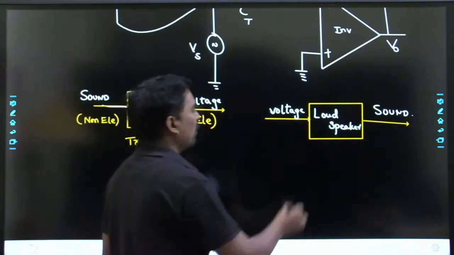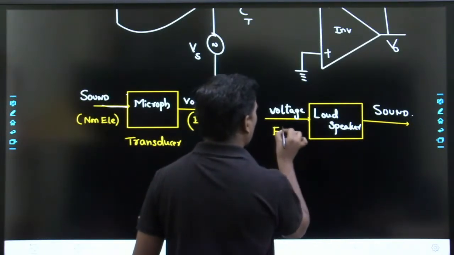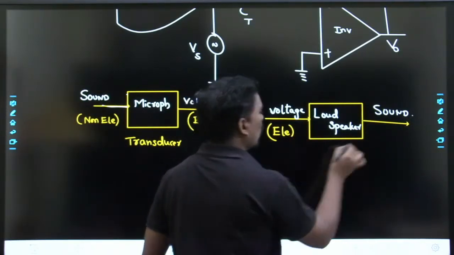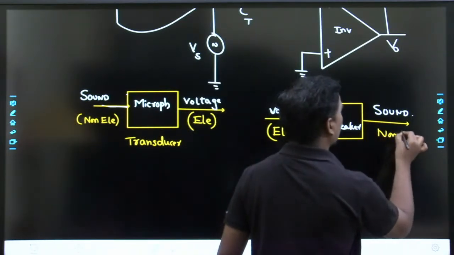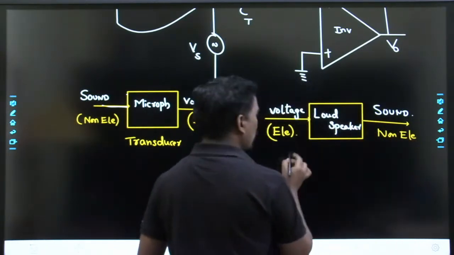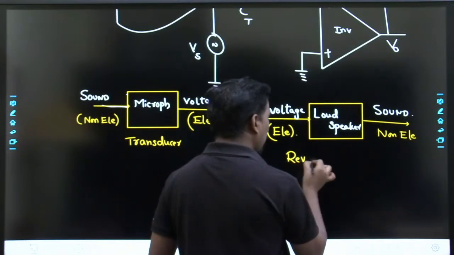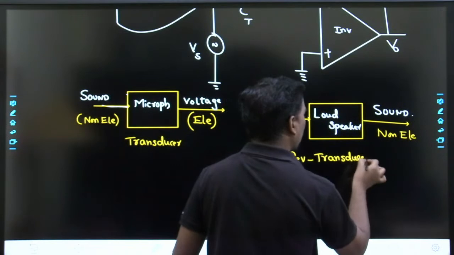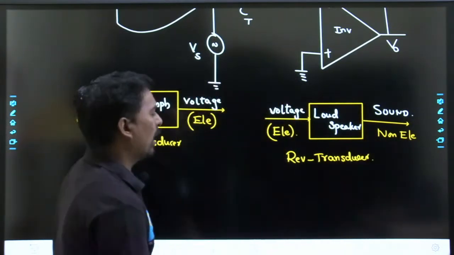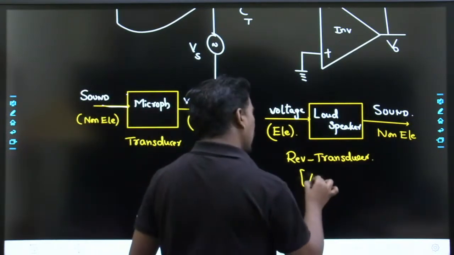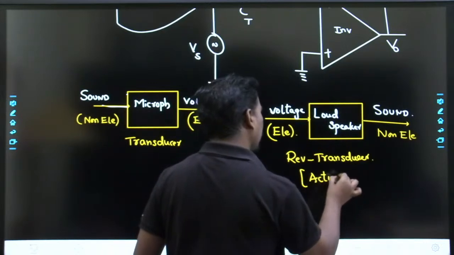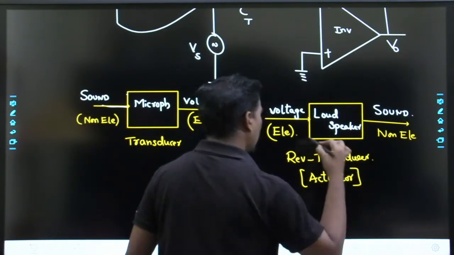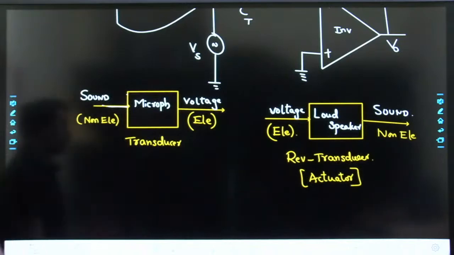Whereas a loudspeaker, if you check, converts an electrical quantity into a non-electrical quantity. So that's why the loudspeaker is called a reverse transducer. Another name for the reverse transducer is actuator. So these are the words.